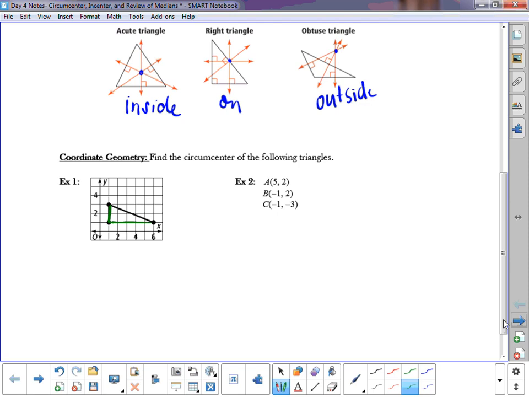Alright. So before we do this, let's talk about what the perpendicular bisector has to do. What is one thing my perpendicular bisector has to do? How do I know if it is a perpendicular bisector? Yeah, it hits the midpoint. It cuts it in half. So it goes through the midpoint.